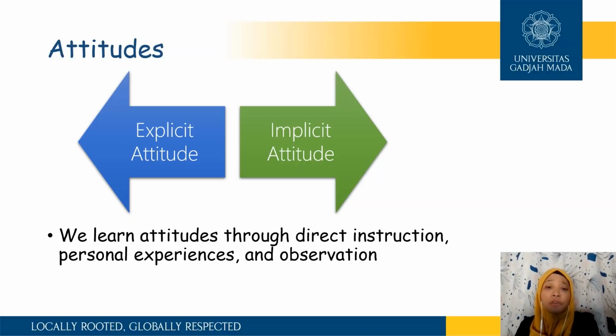We learn attitudes through direct instructions. We see maybe our parents say something about a particular thing, a particular phenomenon. Personal experiences, because we might experience something joyful, something pleasant or unpleasant that affects our attitude. And observation, we can see other people respond towards a particular situation or a particular thing or particular group or anything else.